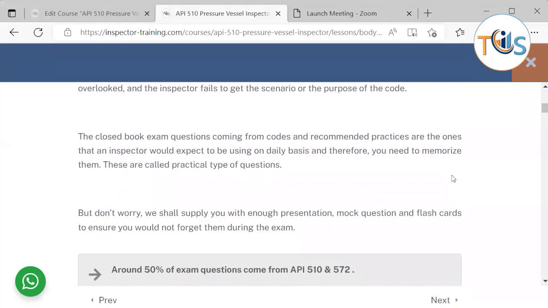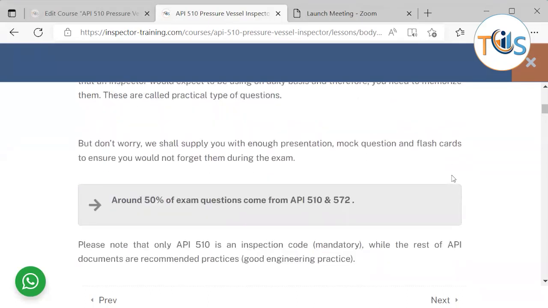The closed book part of the exam questions comes from codes and recommended practice that inspectors are expected to know on a daily basis and use on a routine basis. So you should be able to answer these questions from the top of your head without referring to codes and recommended practice. These are called practical type questions or awareness type questions. Don't worry, we shall supply you with enough presentations, more questions, lots of flashcards and pictorials, so you don't forget them during the exam.